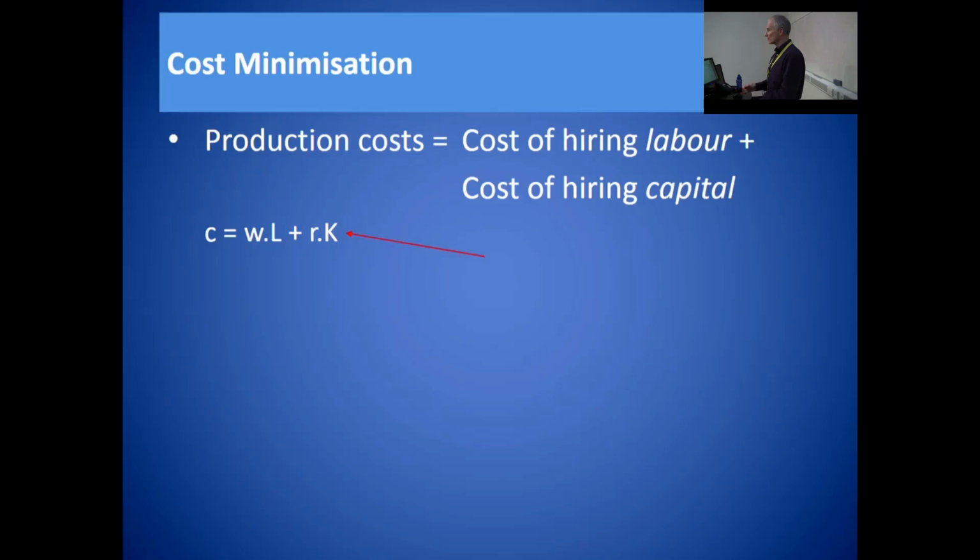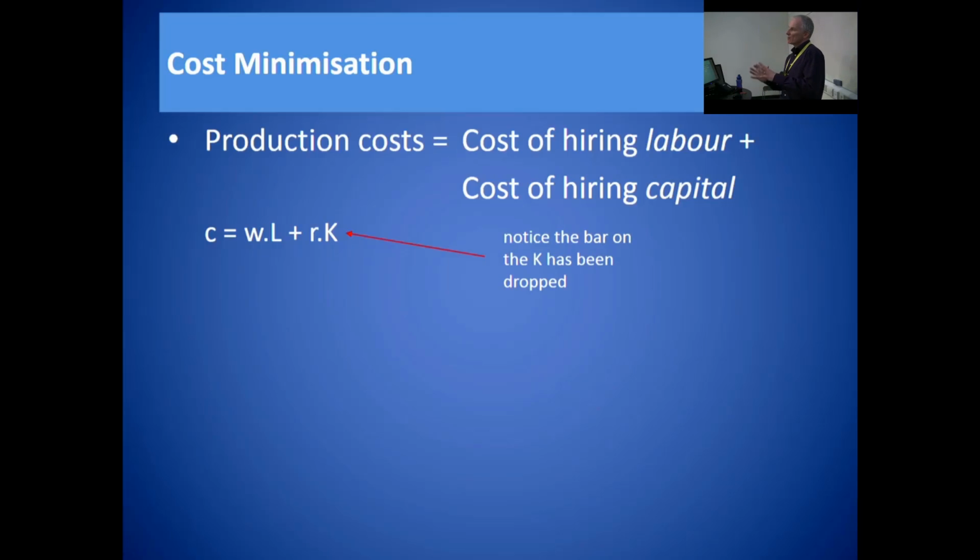Using notation that we've seen before, we'll say that costs are C. That's our total production costs. Well, W times L. W, as we saw in the previous lecture, is the unit cost of labour, times L, the number of units of labour employed. So W times L is our cost of hiring labour. R times K, where R is the unit cost of capital, times K, the number of units of capital employed. That's our total cost of hiring capital. So that is our total production costs.